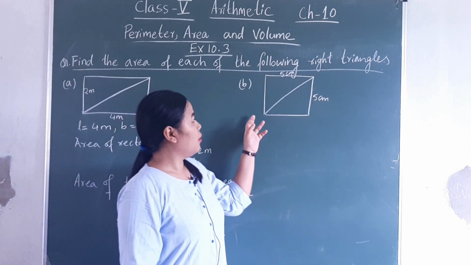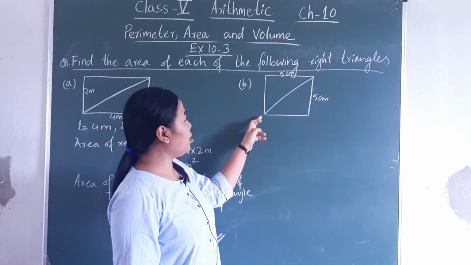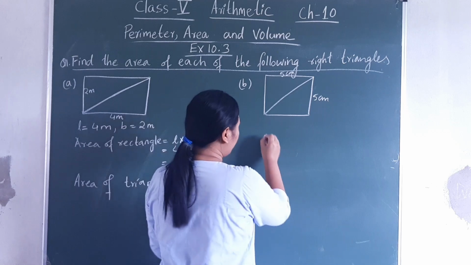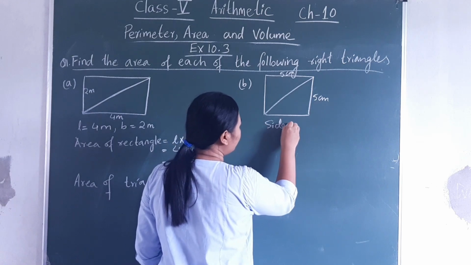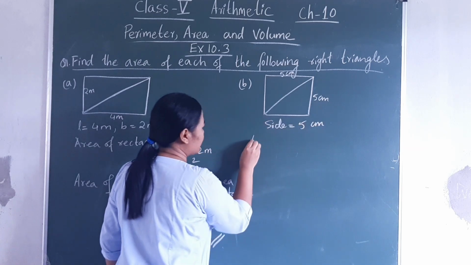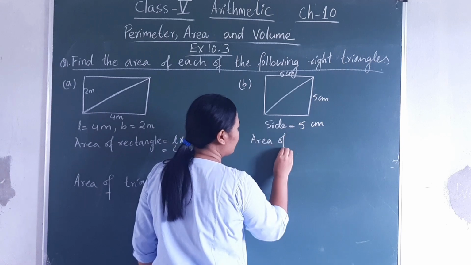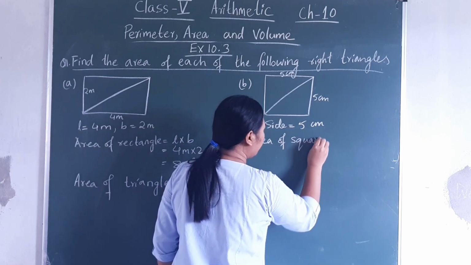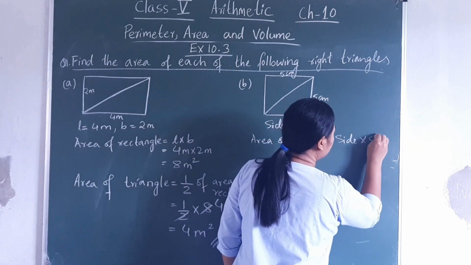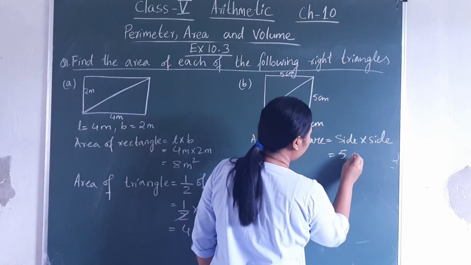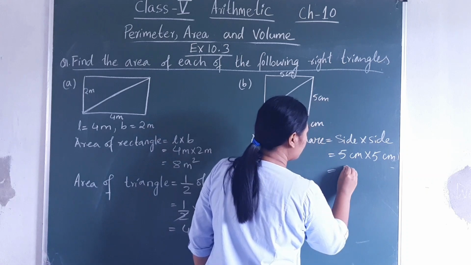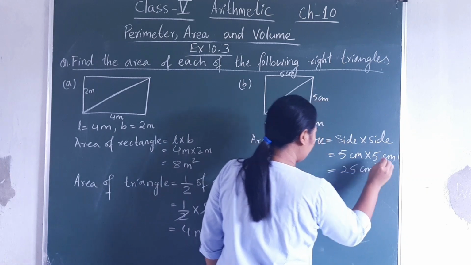Next, we have to find the area of this triangle which is in a square shape. So first we have to find the area of the square. So what is the side given here? 5 centimeter. So area of square, what is the formula? Side into side. So 5 centimeter into 5 centimeter, that is 25 centimeter square.